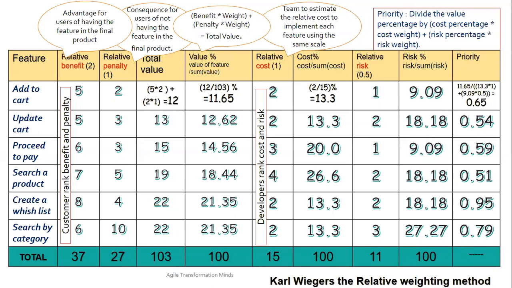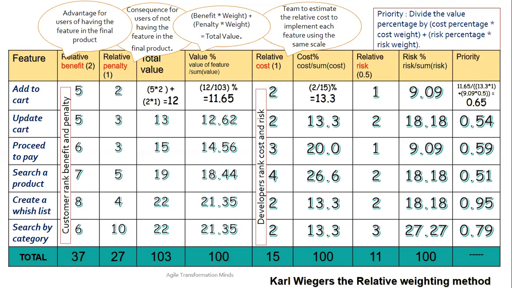You can see the first column is the list of features: add to cart, update cart, proceed to pay, search a product, create a wish list, search by category. So this is your product backlog. Now the first step is you ask your customer to rank the benefit and penalty. You give a random number, it's not the 100-point method. You say out of 10.